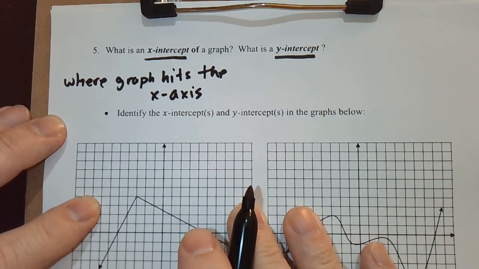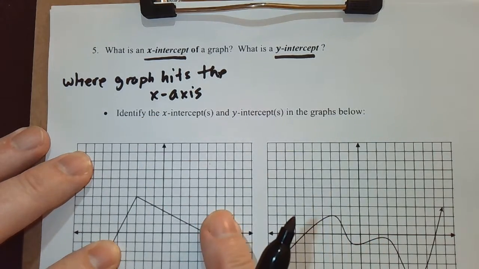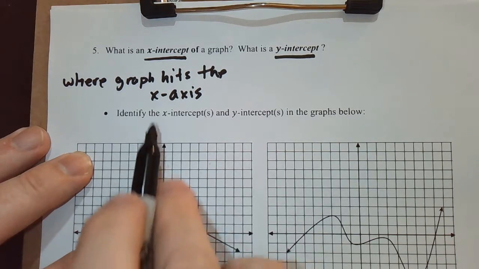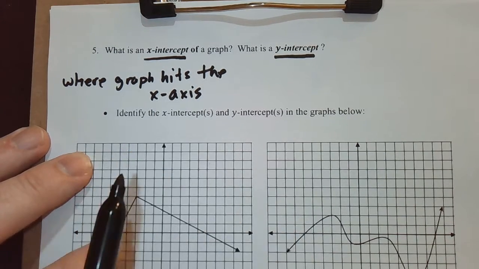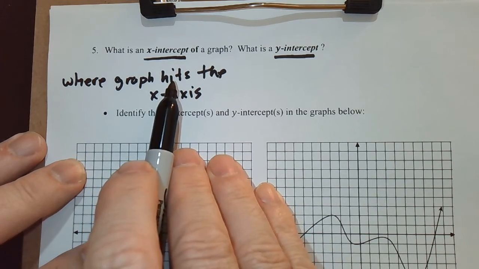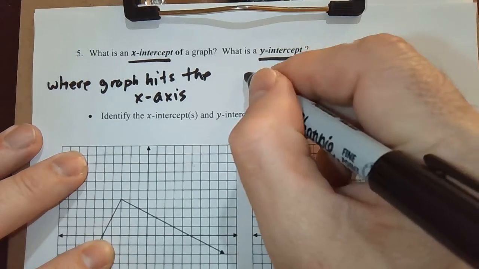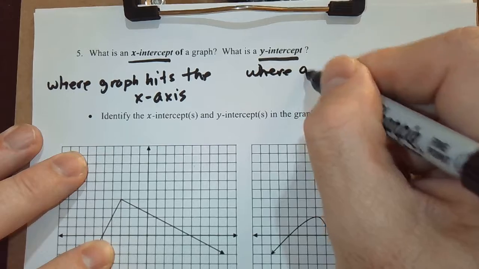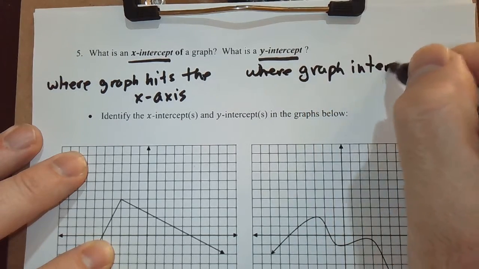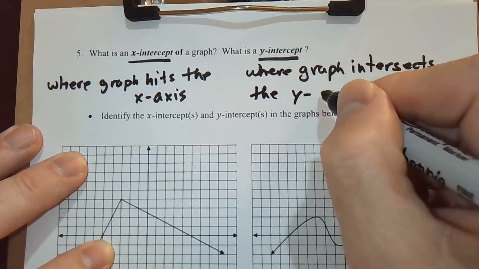I was going to say where it crosses the x-axis, but it doesn't have to cross it to be an X-intercept. It could just go down and touch it and go right back up. So I just used that word hits. It's not really a mathematical term, but you know what I mean. It's where the graph intersects the x-axis. And similarly, for the Y-intercept, it's where the graph, maybe I'll use the word intersects this time, intersects the y-axis.